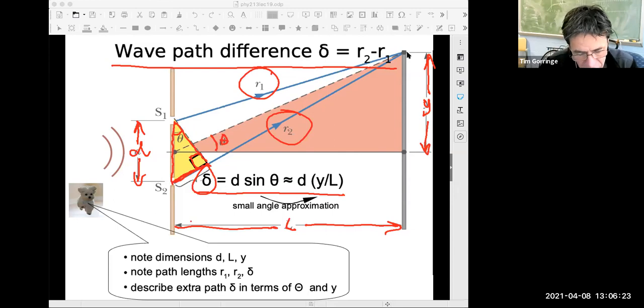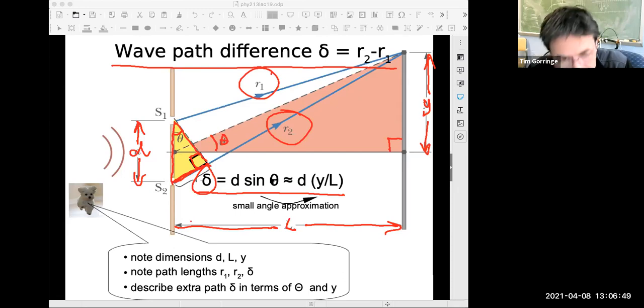made up of the distance to the screen and the location on the screen. That is also a right-angled triangle, and it's a similar right-angled triangle. So the yellow and the orange triangles are two similar triangles. They have the same angles in them, although they have different sizes. Okay, so delta is going to be the hypotenuse times sine theta.